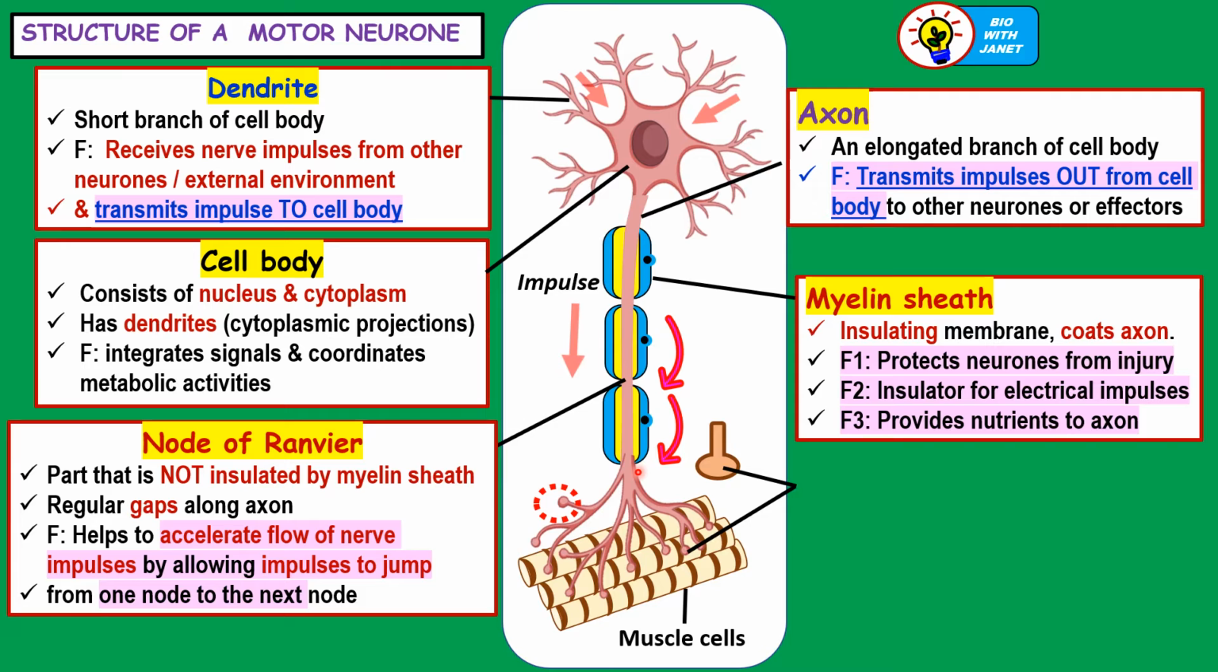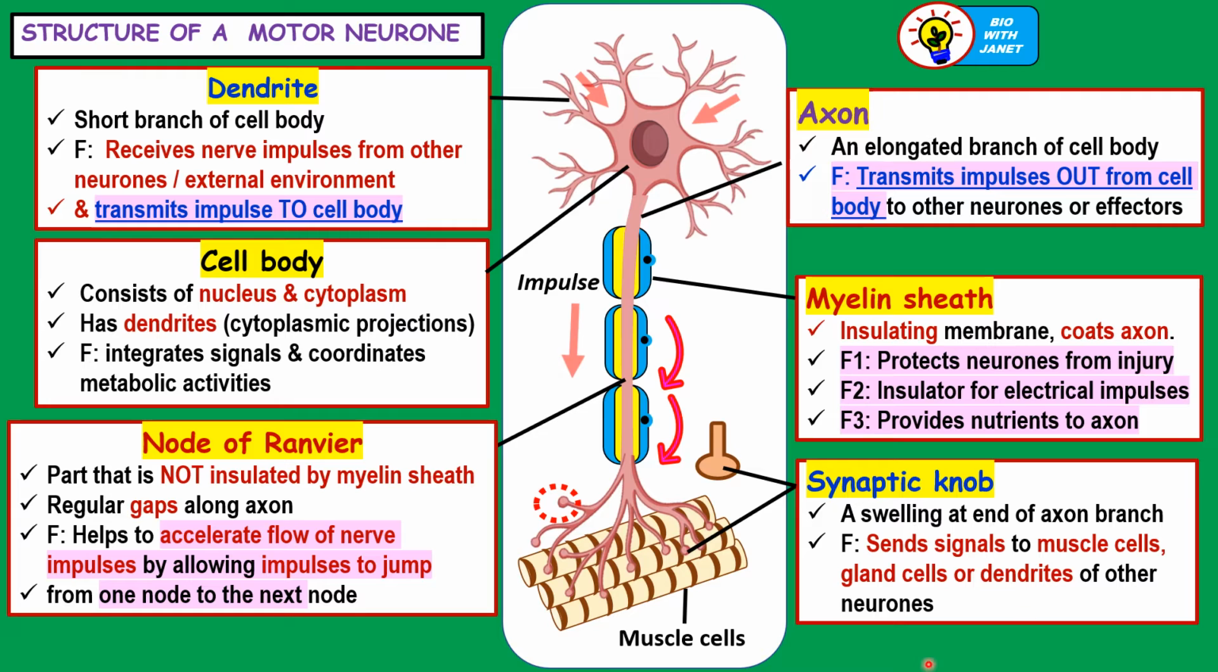A reflex action can occur very quickly within less than a second because of the fast transmission of nerve impulses through the axon, where the nerve impulse will jump from one node of Ranvier to the other. If there's no myelin sheath, then you won't have node of Ranvier, and the impulse will have to flow all the way through the axon, and then the transmission of impulses will be slower without the myelin sheath and the node of Ranvier.